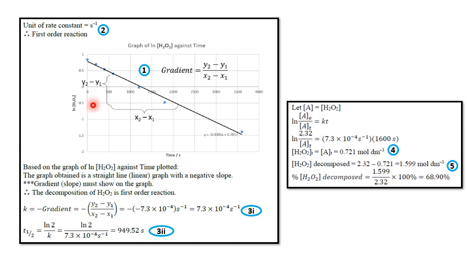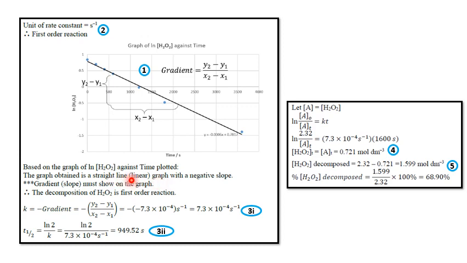Third point, you need to ensure that you use a suitable scale. In this case, the y-axis is 0.5 and the x-axis is 500. Fourth point, you need to plot the dots, based on the data of ln concentration of hydrogen peroxide. Fifth point, you need to connect all the dots. Then you have completed a graph.